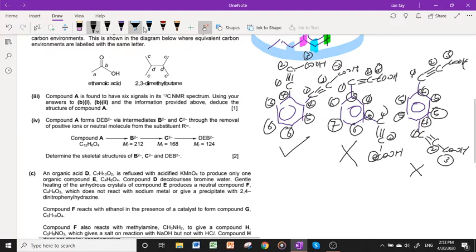So what is the structure of compound A? We can write it down. Compound A.